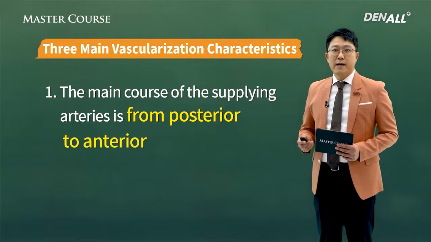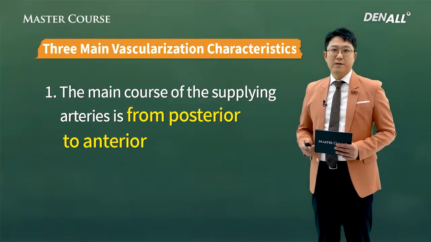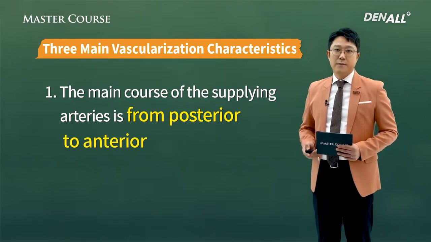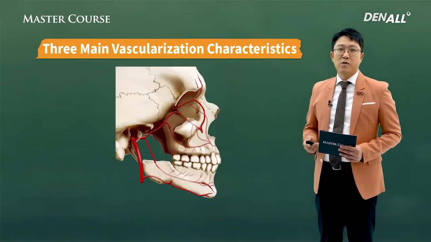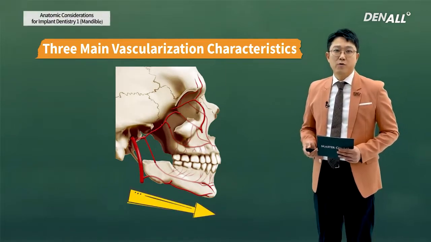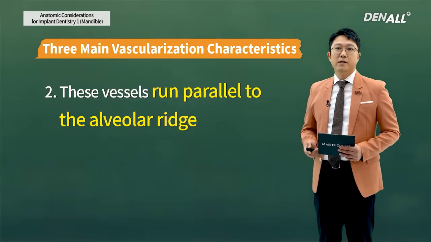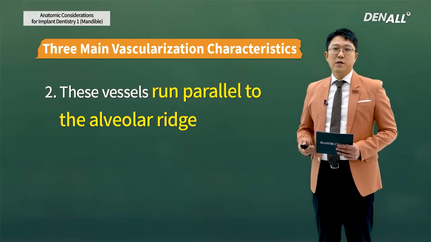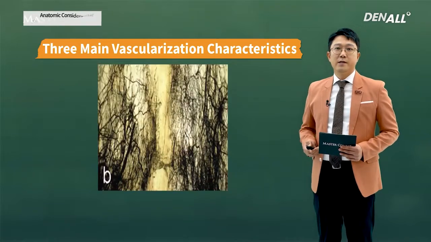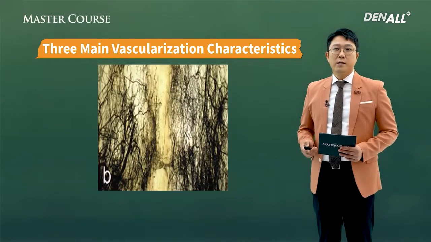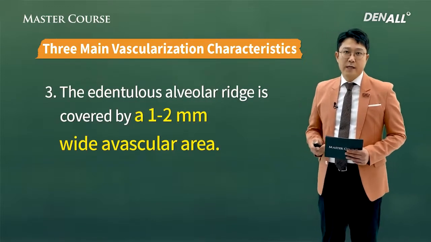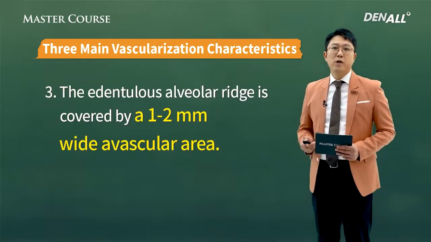Three main vascularization characteristics. First, blood is supplied from posterior to anterior. The blood comes from the heart, from the posterior region to the anterior region. Second, the vessels run parallel to the alveolar ridge. Third, they run parallel like this. Therefore, the edentulous alveolar ridge is covered by a 1 to 2 millimeter wide avascular area.